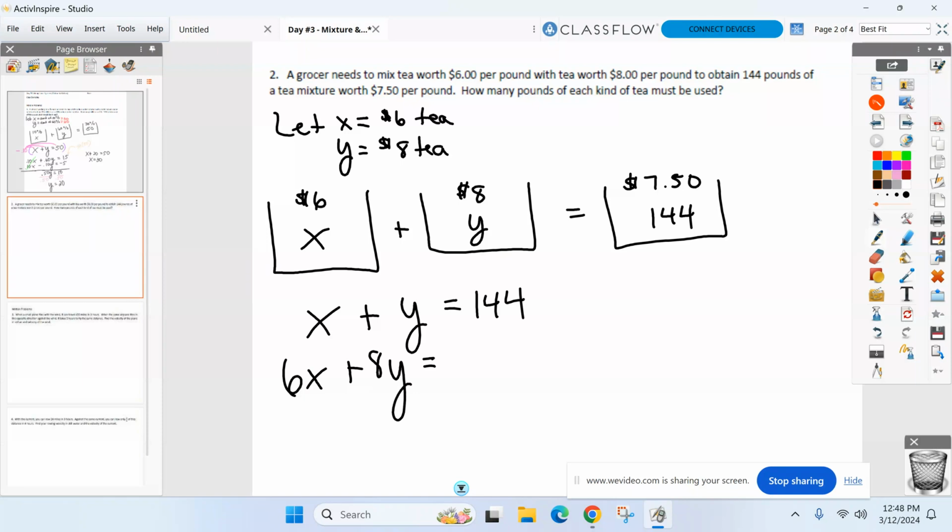Now be careful over here. What's on the other side? 7.50 times 144. Stick with the pattern, right? The money times how much you have. What is 7.50 times 144? 1,080. All right, so I'll replace that with 1,080. As long as you guys remember where that came from.